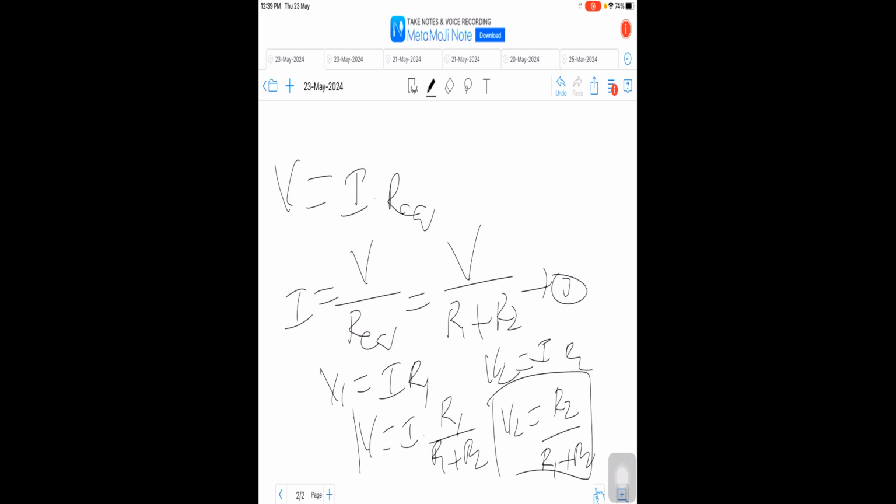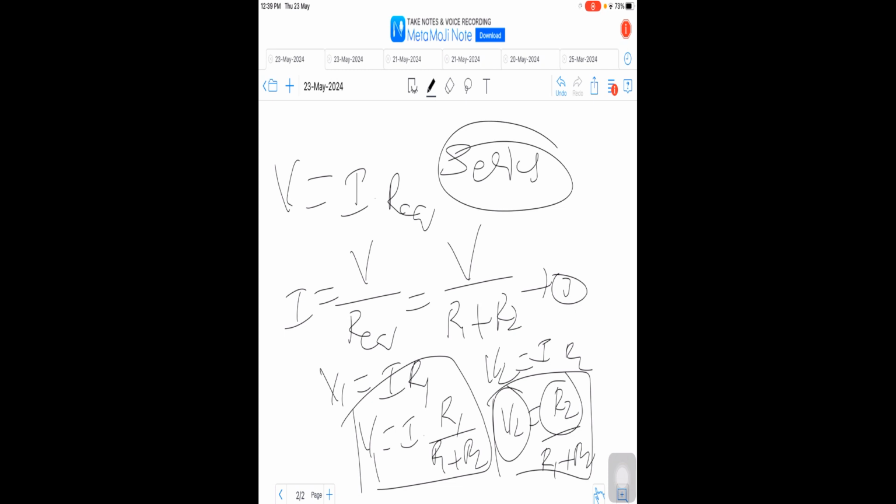So you can observe here, V1, the voltage across the resistor, is equal to the total voltage into the same resistance divided by the total resistance. Similarly, V2 is equal to V into R2, the same resistance, divided by the total resistance. So the voltage division rule is only applicable for series circuits. We must understand that it is only applicable for series circuits.